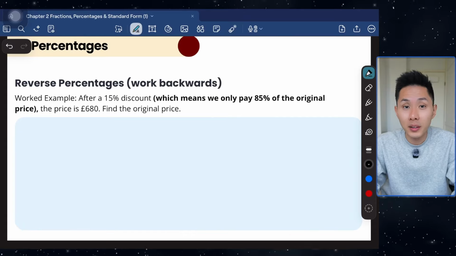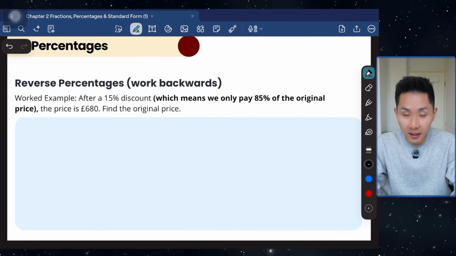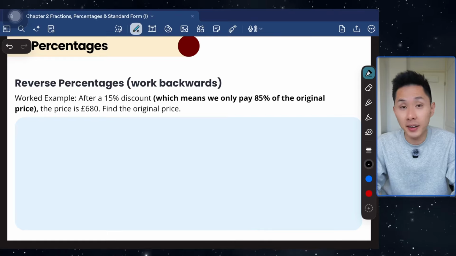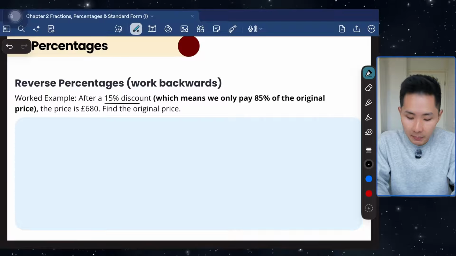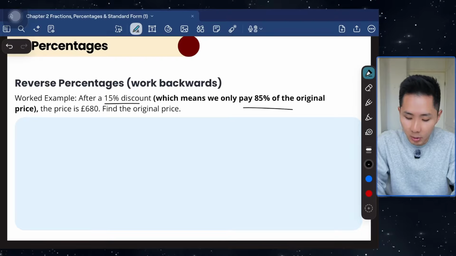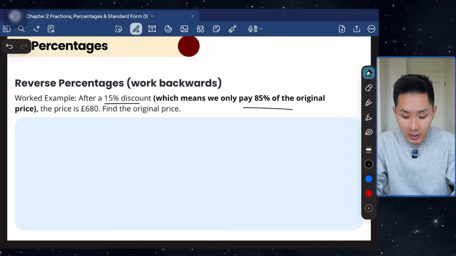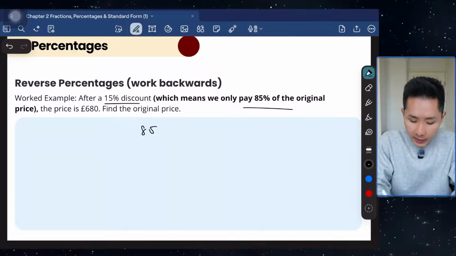All right, now let's move on to reverse percentage. What if you were given the final price and the amount of discount and you were asked to find out the original price, which is what happened here. And what they say is that after a 15% discount, which means you only pay 85% of the original price, the price is 680, find the original price. So you only pay 85%.